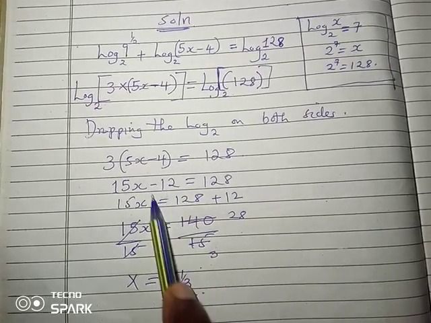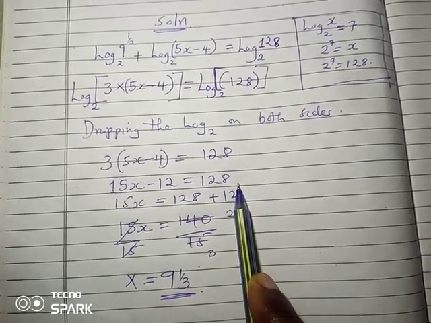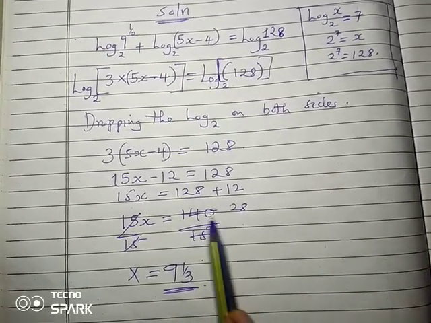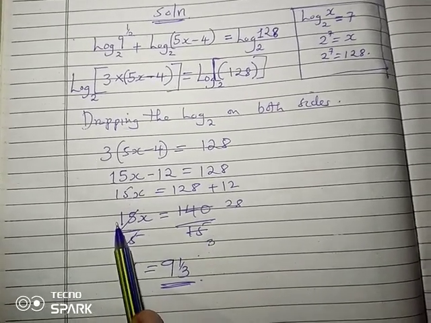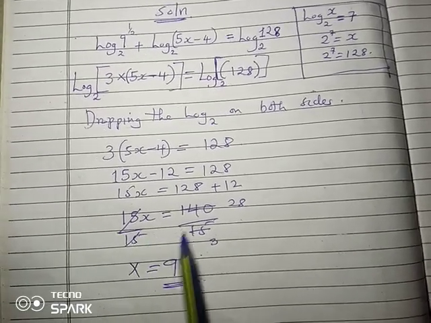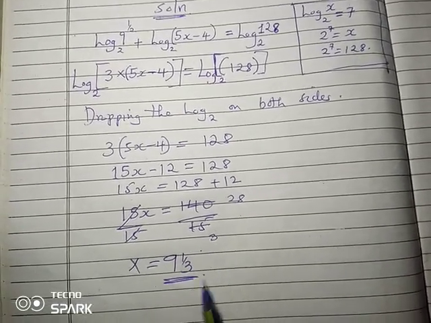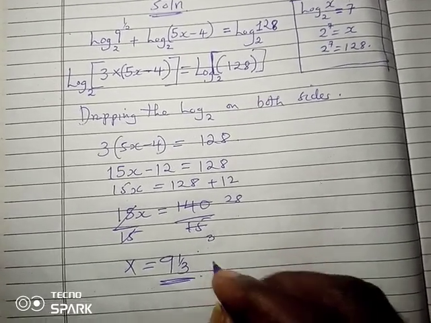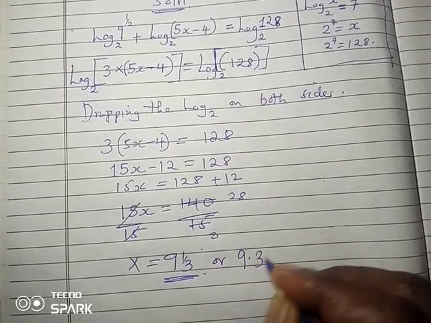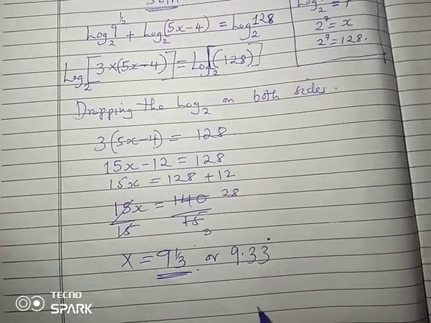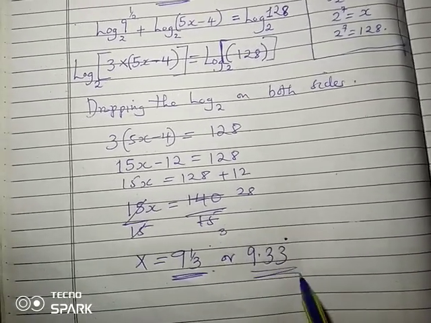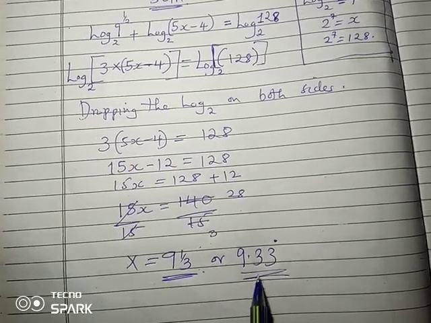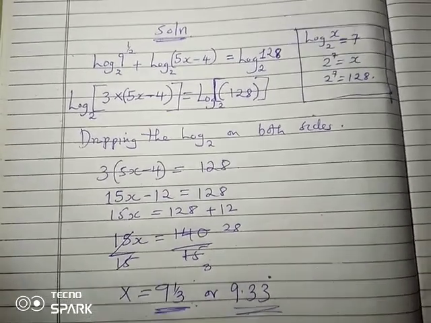Collecting like terms, 12 crosses over to the other side and it becomes a plus. Adding with 128, we get 140 equivalent to 15x. Dividing through by 15 to get the value of x, we get x is 9 and a third. Some students write 9.33, but remember the 3 is recurring, so I would rather write it as 9 and a third. But even if you write 9.33, there's no big deal.